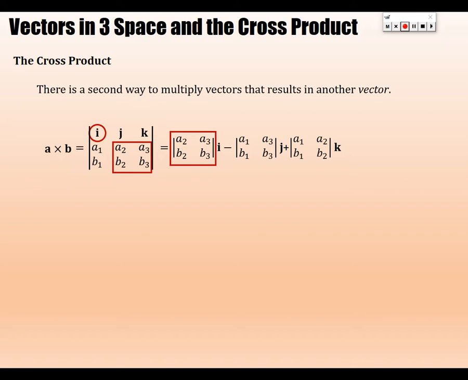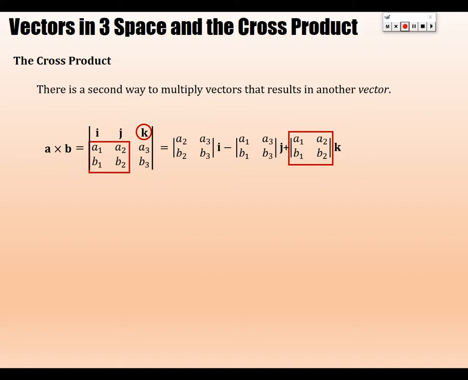Right? I'll do this again. So I times the determinant of this matrix. J times the determinant of this matrix, that is, cross off the row and column that J is in, and you've got your matrix. And then K times the determinant of the matrix that's not in the row and column that K is in.